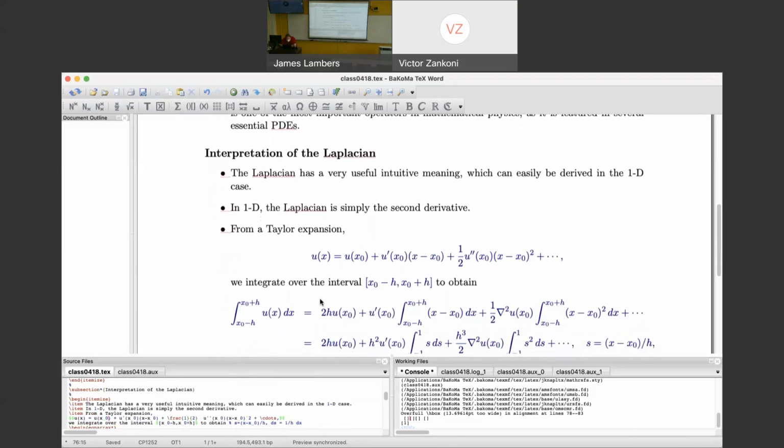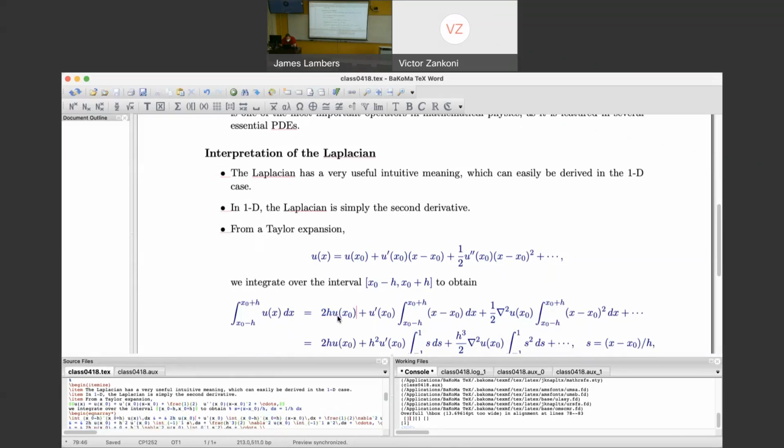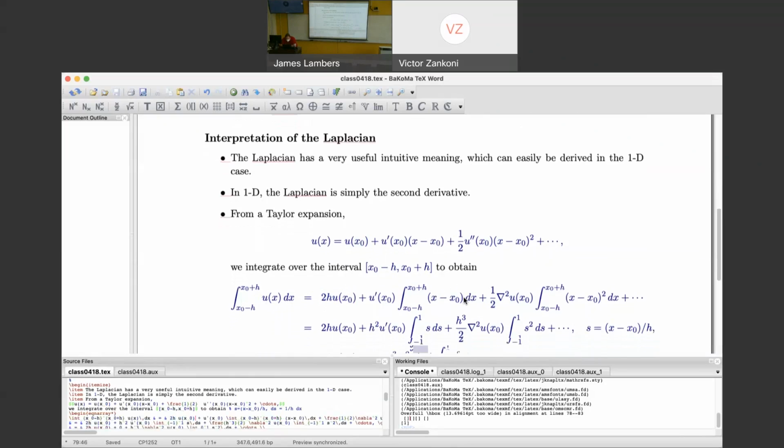All right, so then we get this. Here u of x naught is just a constant. Any derivatives are evaluated at x naught. So we can just pull those out. And then what's left is a polynomial in x. So certainly that'll be straightforward to integrate.